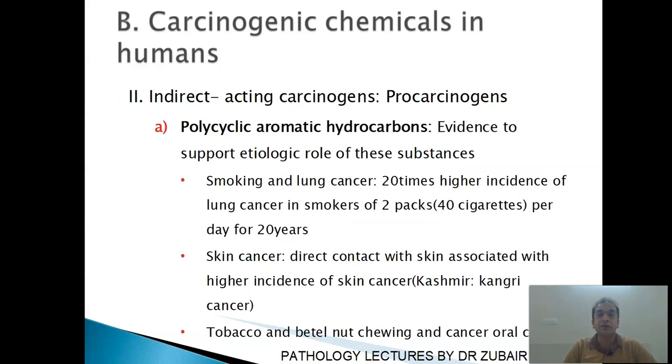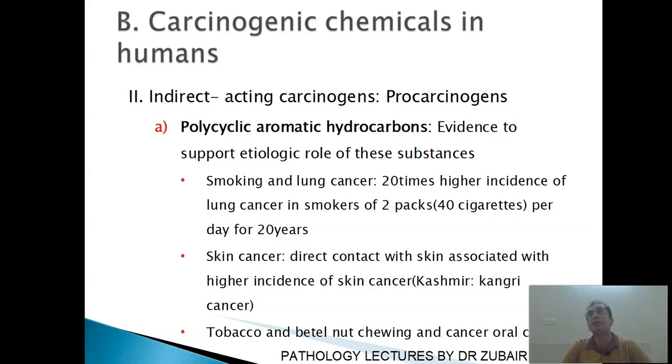Indirect acting carcinogens or the procarcinogens, the polycyclic aromatic hydrocarbons, have evidence to support an etiological role of these substances. Smoking and lung cancer: a 20 times higher incidence of lung cancer is recorded in smokers of up to 2 packs per day for 20 years. Skin cancer: direct contact with skin is associated with a high incidence of skin cancer.